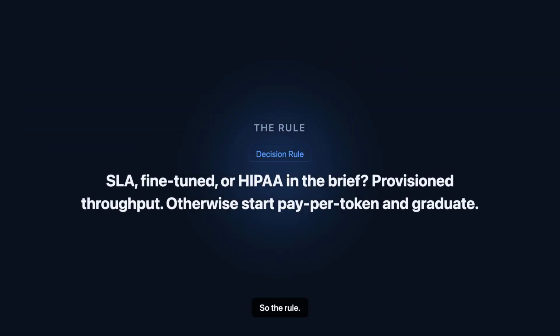So the rule: if you see SLA, fine-tuned, or HIPAA anywhere in the brief, pick provisioned throughput. For anything else, prototypes, demos, bursty internal tools, start on pay per token and graduate when the workload graduates. The hourly bill is the cost of predictability.